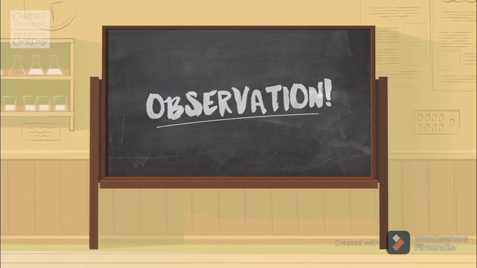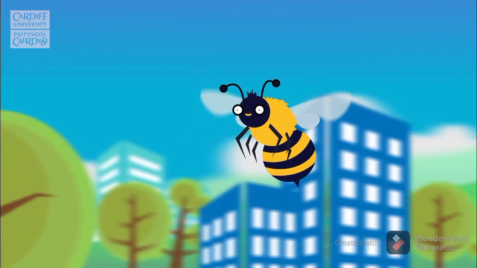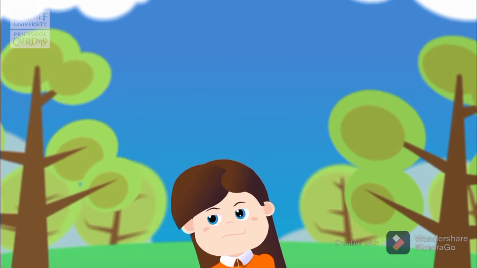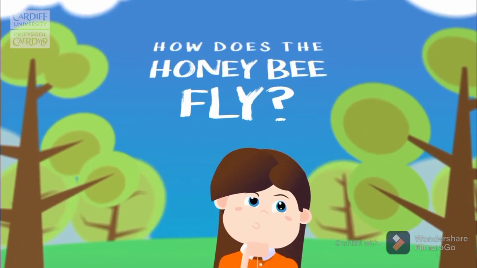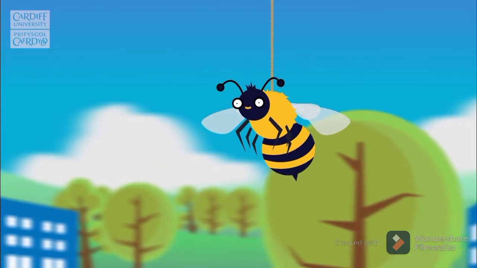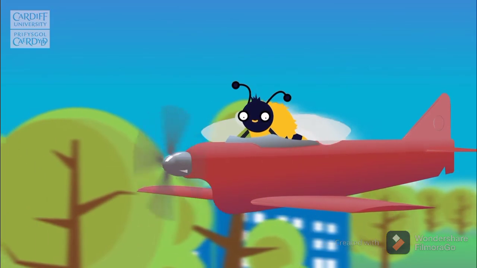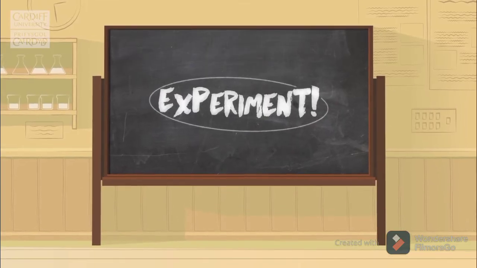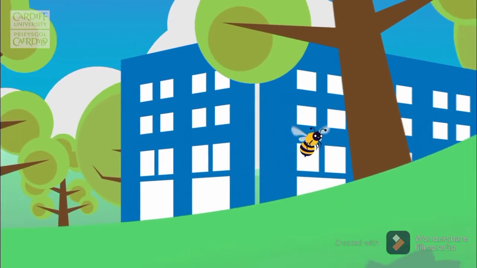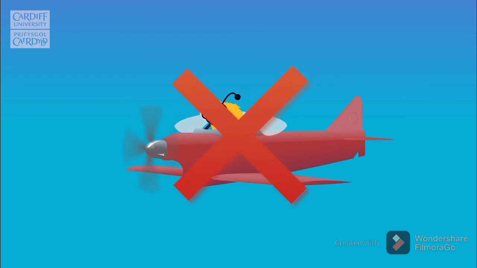Observation. Sometimes when we see things around us, like a honeybee flying through the air, we ask ourselves questions. Question. You might ask, how does the honeybee fly? Hypothesis. Maybe the honeybee is being held up by string, or maybe it's using a bee-sized jetpack, or flying a tiny plane. Experiment. By taking some time to watch the bee fly around, we can see that none of these things are true. No string, no jetpack, no plane.